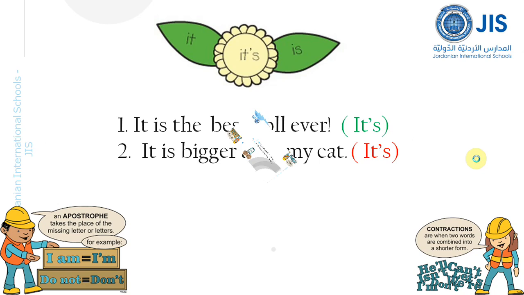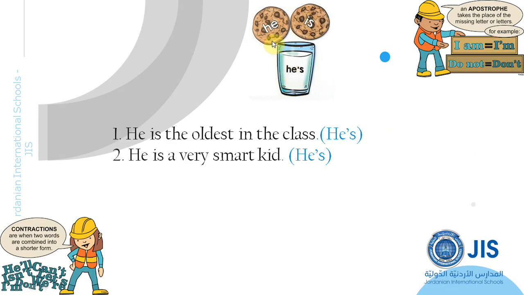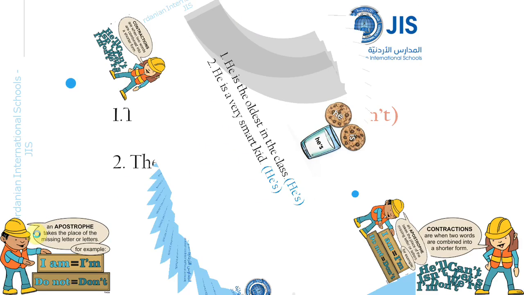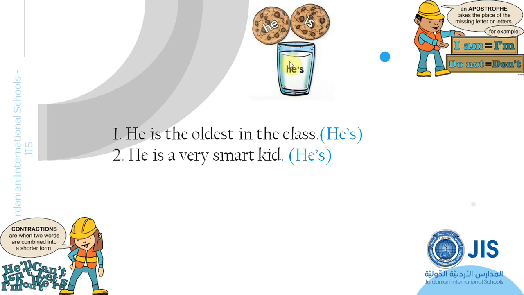Alright, now we move to the other one, which is he is. Of course, before we go ahead and learn about that, we have to know that the apostrophe replaces the missing letter, and here the contraction are two words put together. Now he is, when we want to combine these two words together, we remove the I and we put an apostrophe instead, and we combine them all together and it becomes he's. Instead of he is, I say he's.